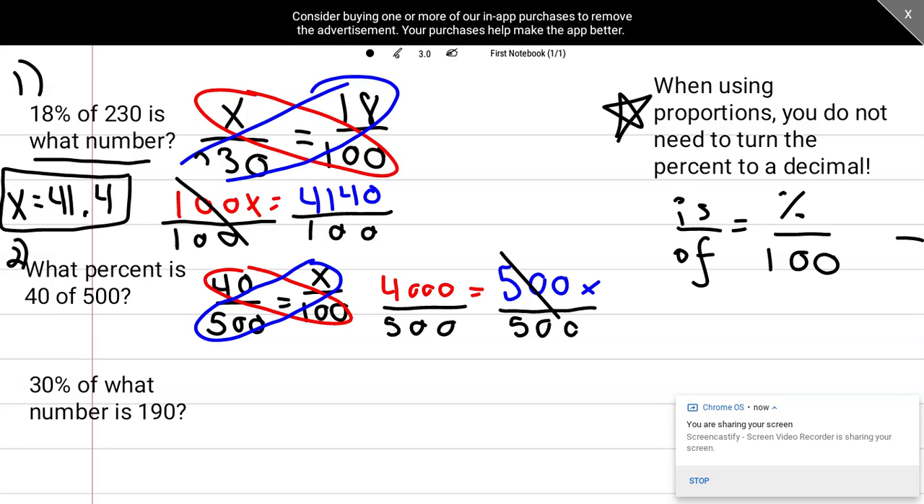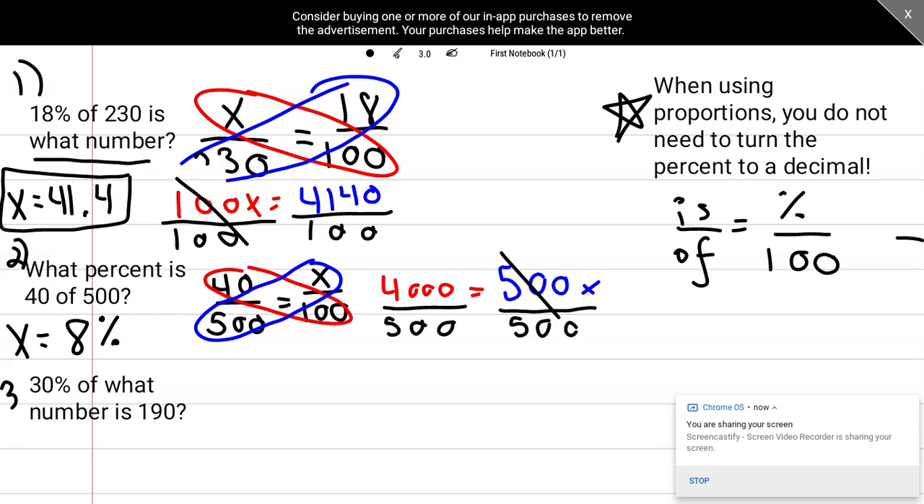That doesn't mean my answer is 8. We're trying to find a percent, so my answer is going to be 8%. Now, the reason why it's 8% and I don't need to move a decimal around is because in the proportions, I do not need to turn the percent to a decimal. So the answer I get is going to be the percent.